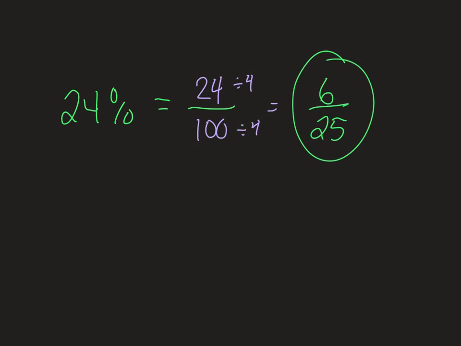Your second question in the video is change 24% into a fraction and make sure you simplify. Final answer is 6/25. So first we put 24 over 100. You can either simplify by 2 and 2 again, or simplify by 4 right away. 6/25 is as far as we can go.